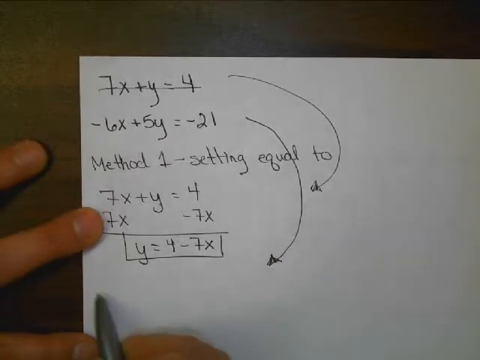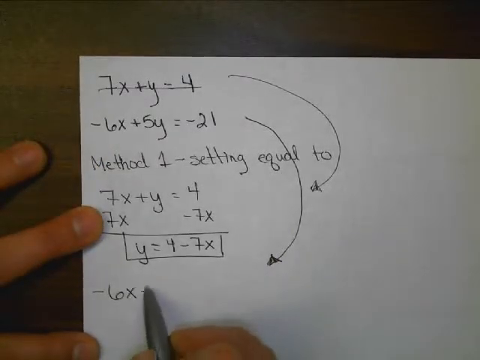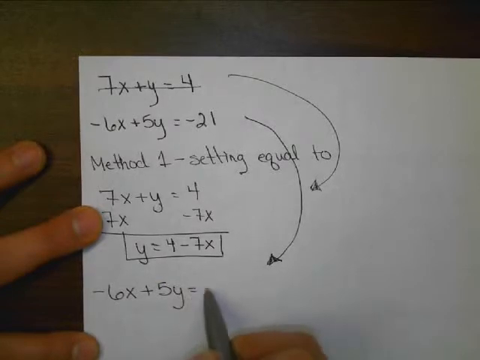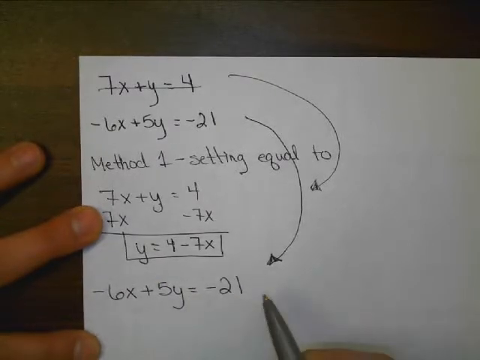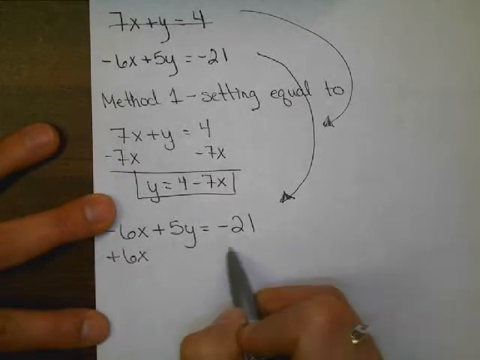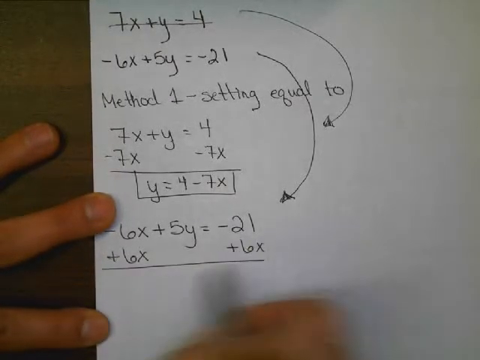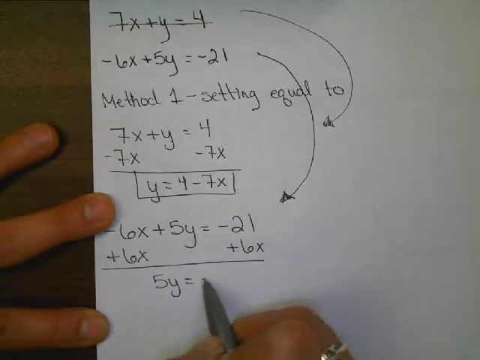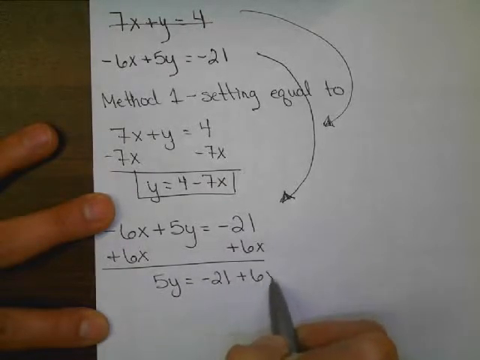So I'm going to solve this second one for y. I have negative 6x plus 5y equals negative 21. To get y by itself, I'm going to add the 6x over this time. So I have 5y equals negative 21 plus 6x.